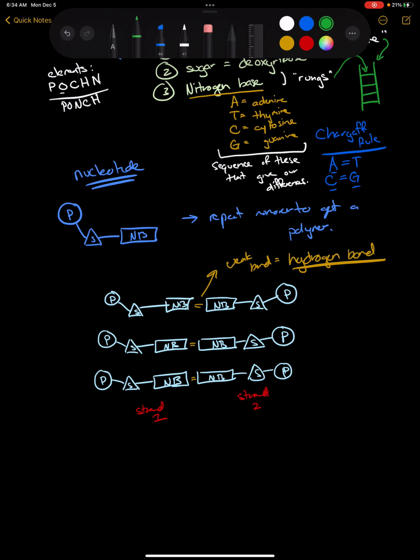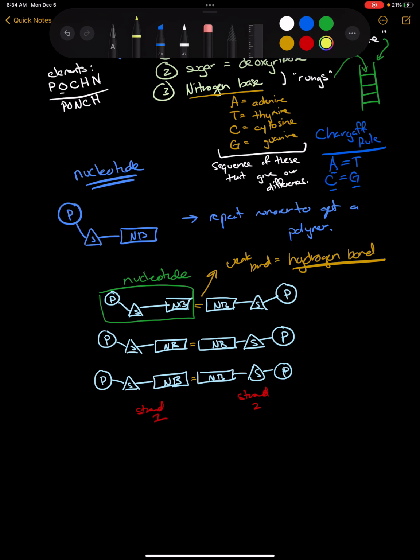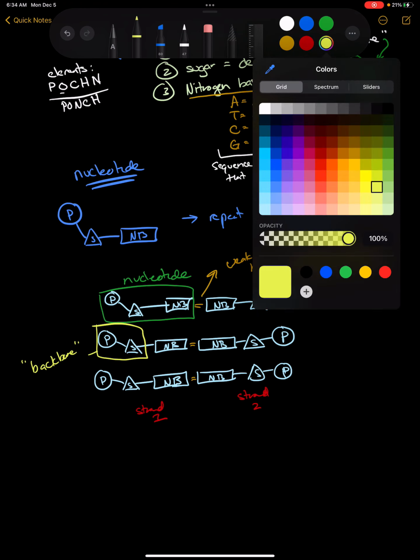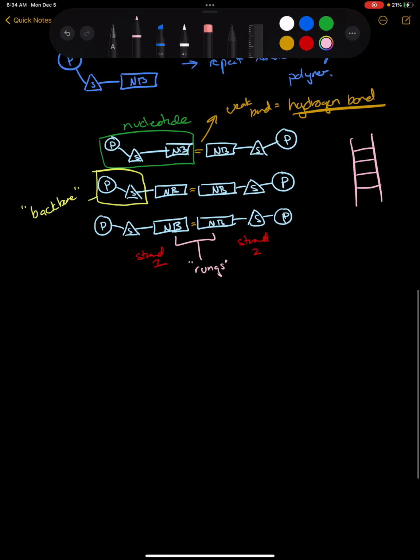But if I look, this right here is one nucleotide. And so I just keep repeating those nucleotides to get a nucleic acid. And then if I look, this phosphate and this sugar, this phosphate and the sugar, this is my backbone because it's the very, very outside. And then these nitrogen bases, these are the rungs of my ladder because they're in the middle, and that's why I drew that nice little ladder like this. So I have the phosphates and the sugars on the outside, and then I have the nitrogen bases in the middle. And I have to do that because DNA is 2 strands.